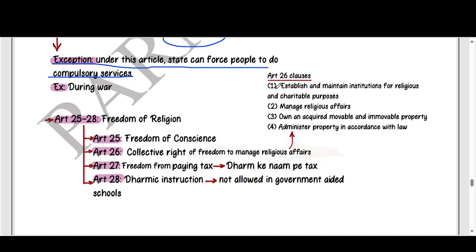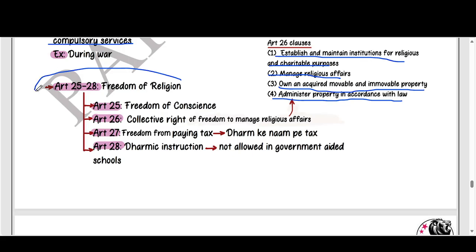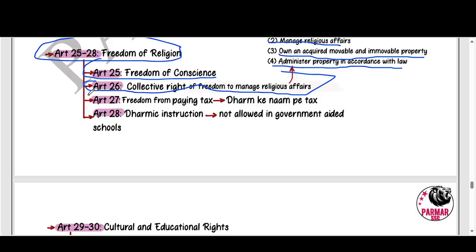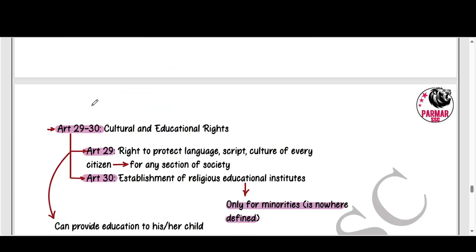Article 26: establishment and maintenance of institutions for religious and charitable purposes, managing religious affairs, and owning and acquiring movable and immovable property and administering it in accordance with law. Articles 25 to 28: freedom of religion. Article 25: freedom of conscience. Article 26: collective right of freedom to manage religious affairs. Article 27: freedom from paying taxes for religion. Article 28: religious instruction not allowed in government-aided schools.